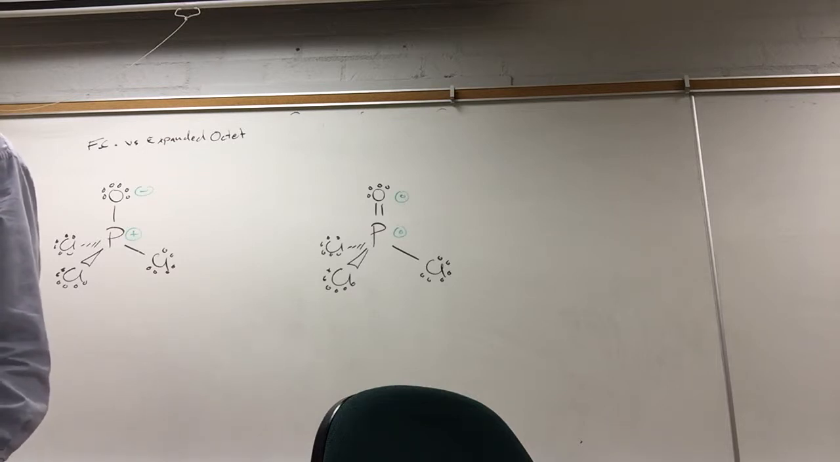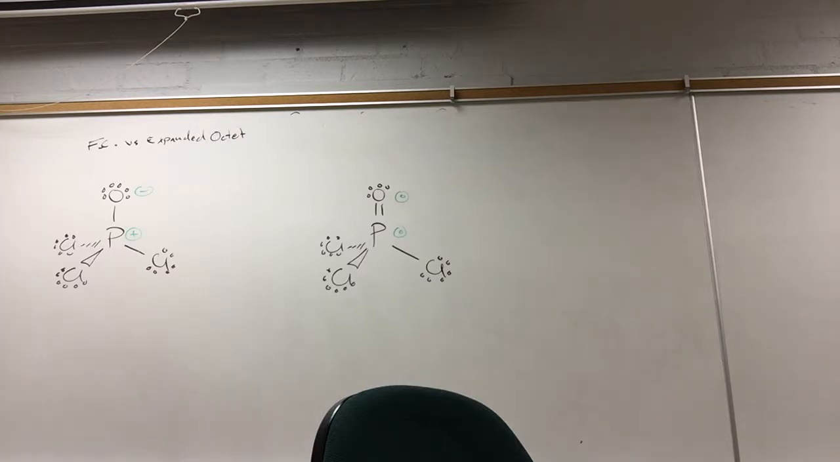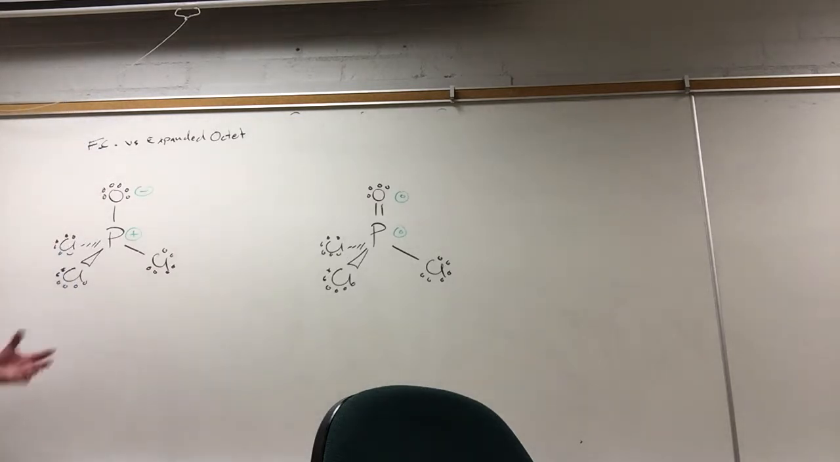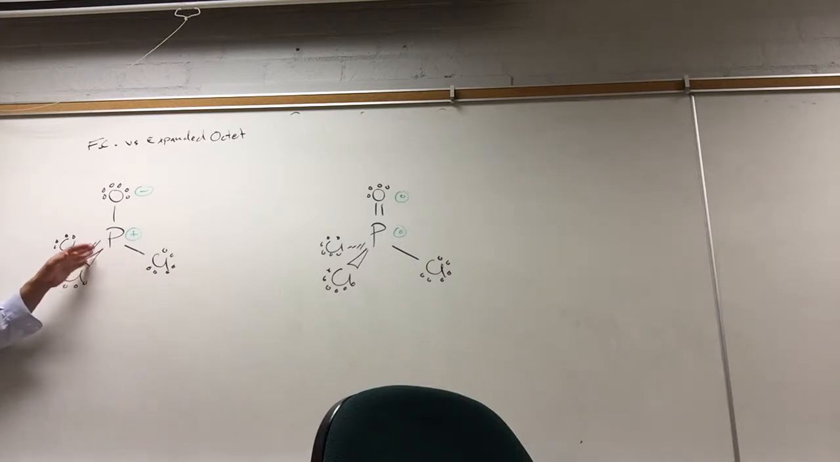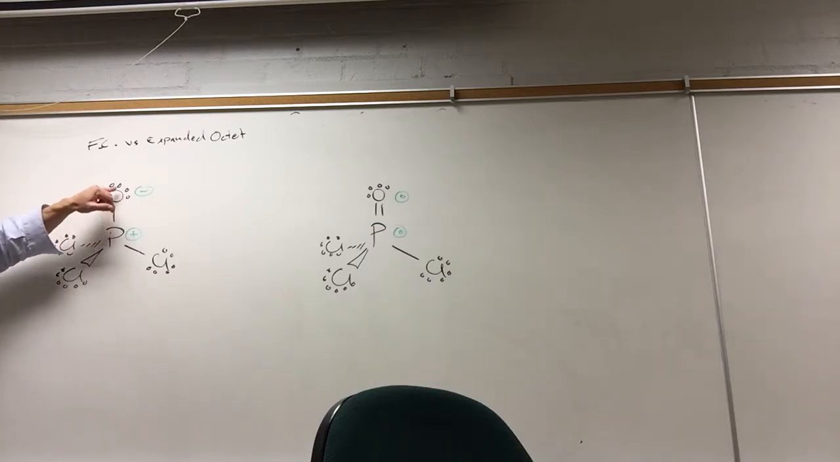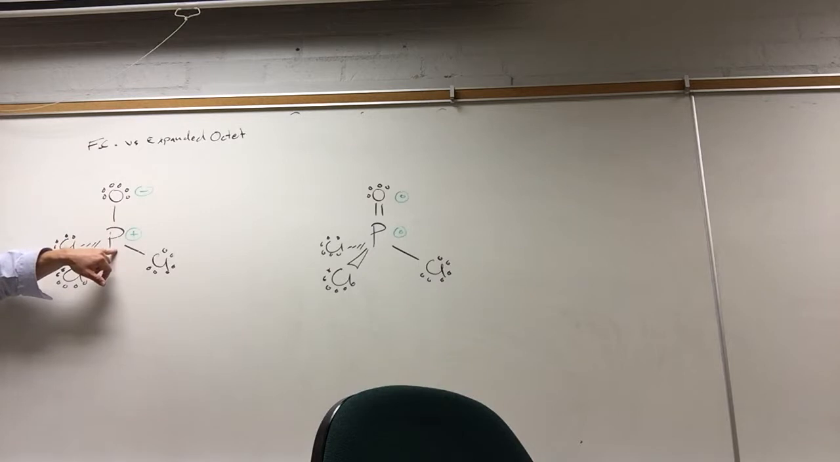But there is some debate about this. And so I need to tell you about the debate. The debate is some people say, no, you cannot go beyond an octet. If you can't go beyond an octet, then we're stuck with this structure here. And we're stuck with a single bond, but this is not just a single bond. Because these charges are real, this oxygen has an extra electron, this phosphorus is missing an electron.